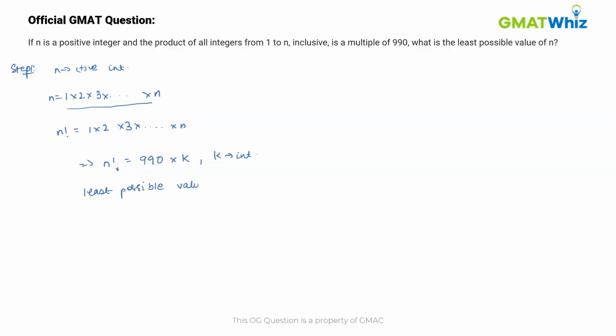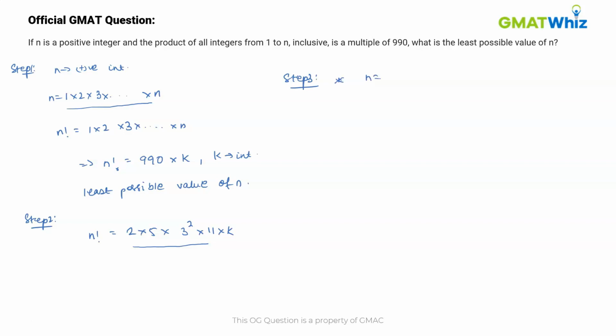Now let's factorize 990 first in step 2. So 990 can be factorized as 2 times 5 times 3 squared times 11 times k. By looking at these factors, we can find the least possible value of n, which we will do in step 3. Now let us consider a few cases before we arrive at the final answer.